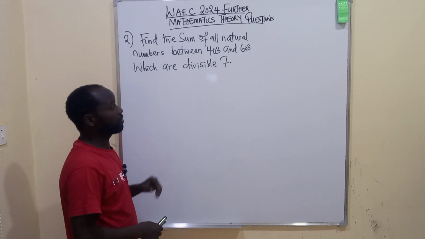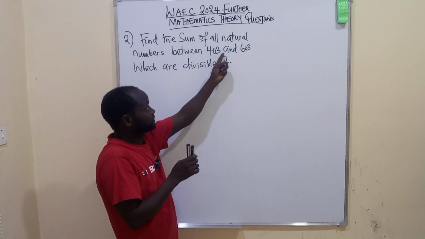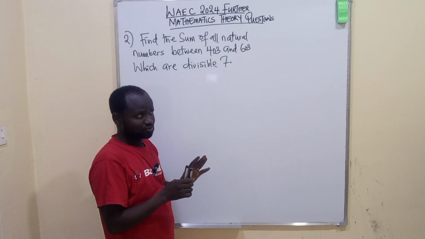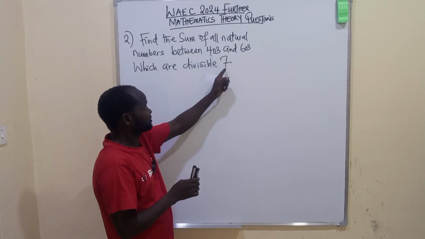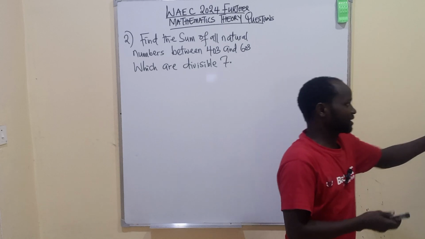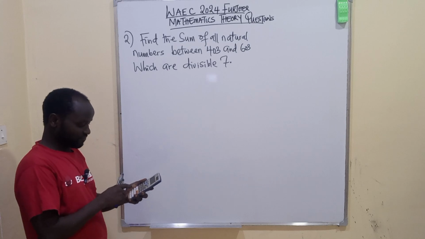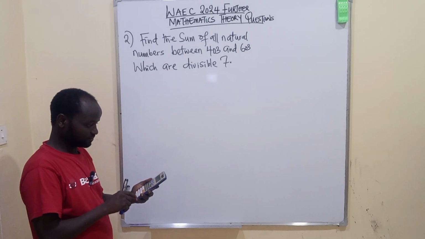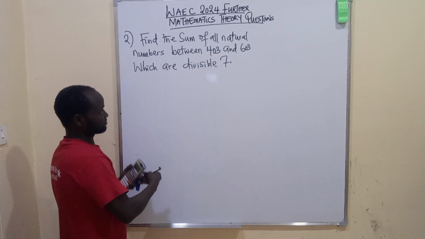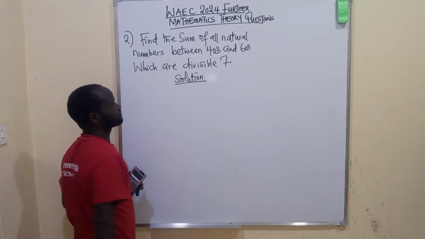We are trying to find the sum of all the natural numbers between 403 and 603 that are divisible by 7. So the question is, is 403 divisible by 7? Let's check. We can use our calculator to verify that. 403 divided by 7, there will be a remainder. No. So let's write down the solution and see how we can handle this.